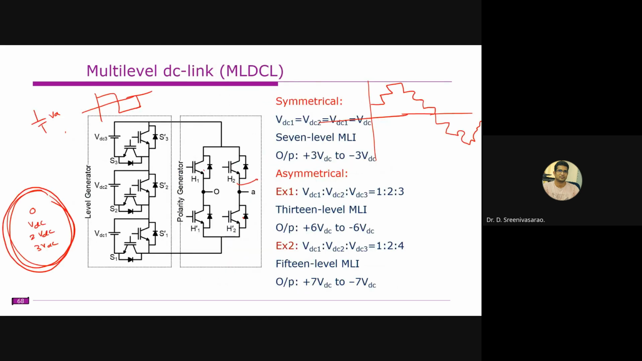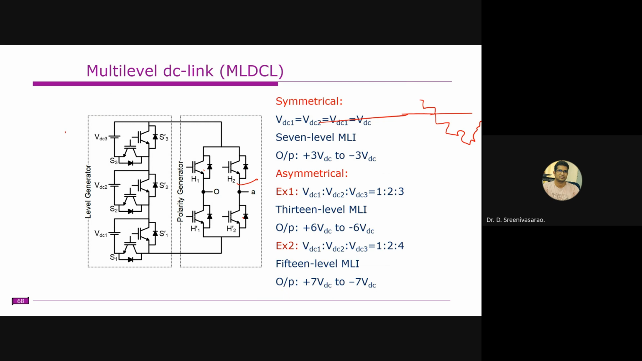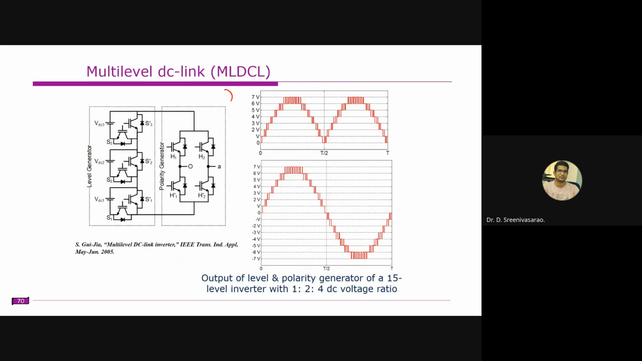Understood? So when you compare this to the cascade H bridge, you require fewer switches, but the drawback is that the switches must be rated for 3 VDC in this case. All these 3 voltage sources need to be blocked by these switches, and this H bridge obviously operates at the fundamental frequency, right?